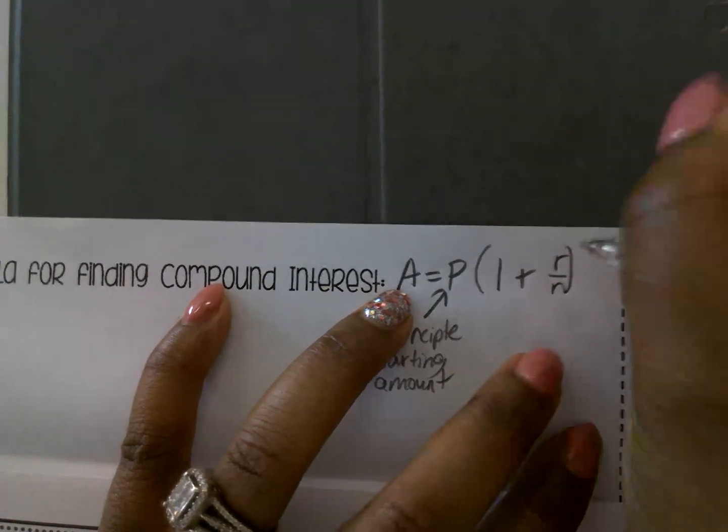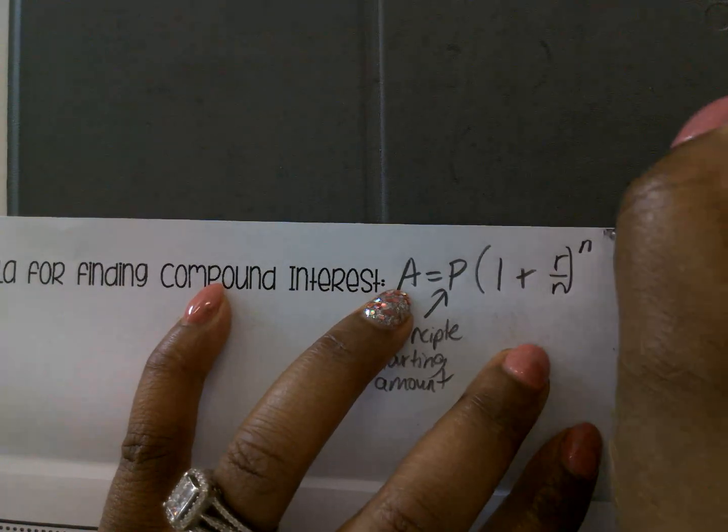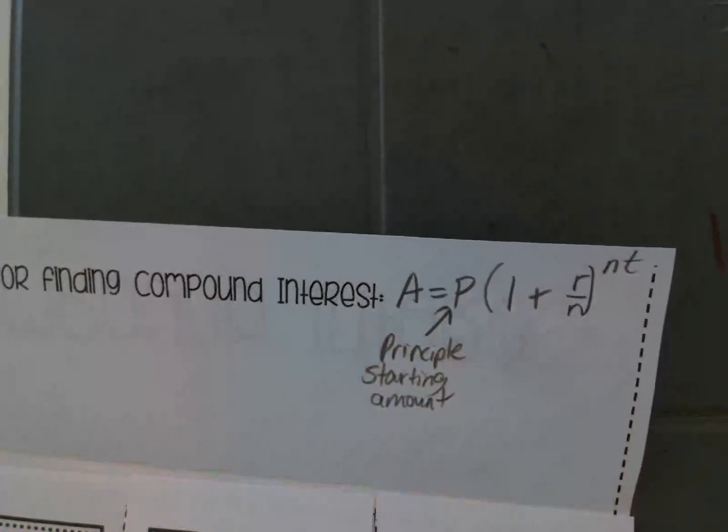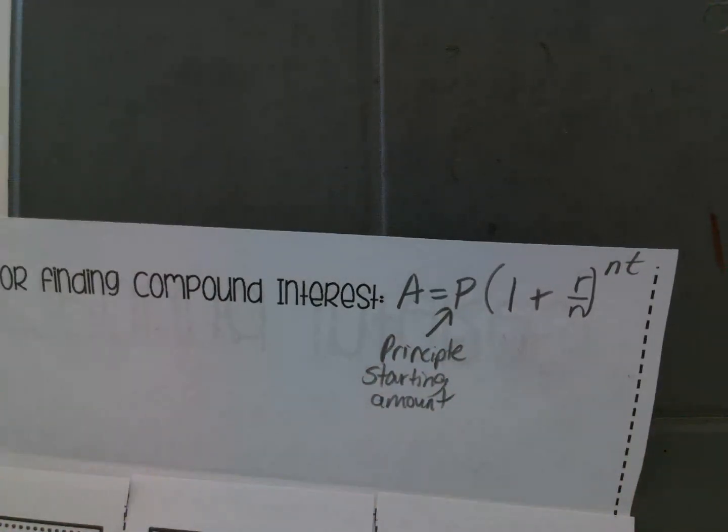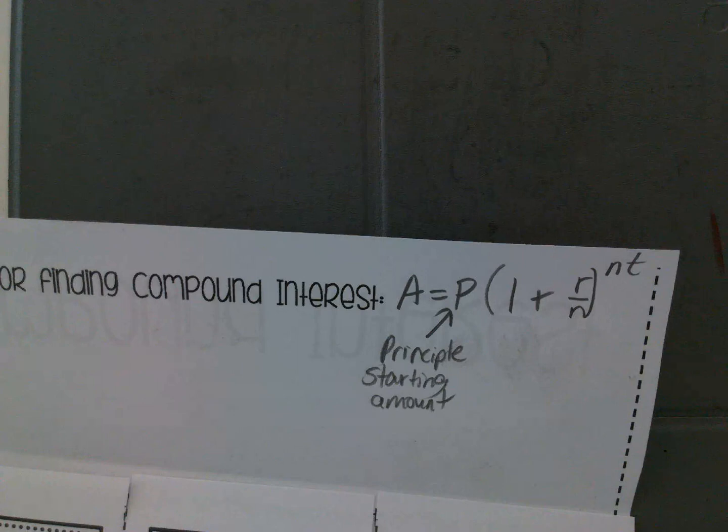All right, times the N to the NT power. Okay, why is it being divided by N? Your rate, remember, is being charged multiple times in a year. So that's why you're going to take whatever that rate is, and divide it by the number of times it's being charged in a year. It's broken up over how many times it's being charged in a year.